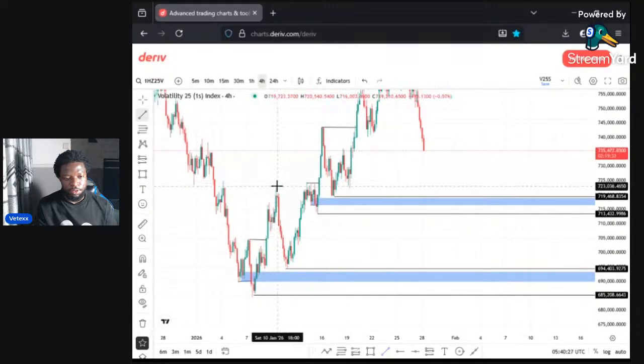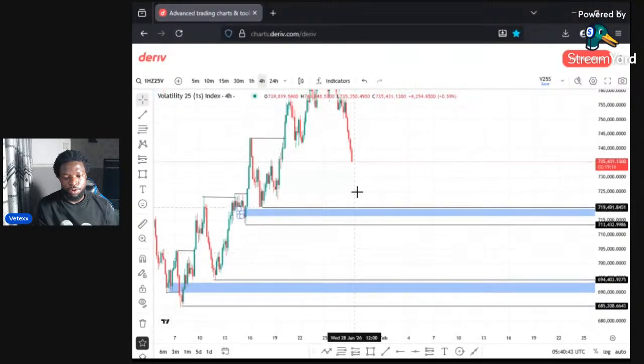Now we have our point of interest here. We have a 4-hour structure here. We have our sweep of liquidity. We have our first break of structure. We have our structural liquidity, which is our second liquidity. And then we have our second break of structure. This is our protected low. This is the POI. So we have been anticipating price to come into this zone and continue to move to the opposite direction.